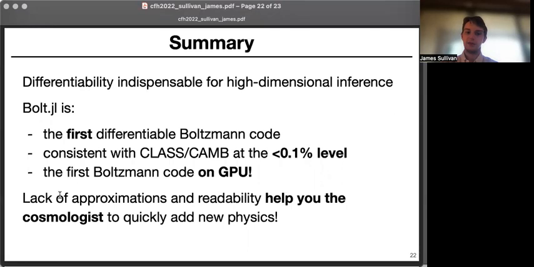And we want the differentiability for high dimensional inference. And most relevant for you, the lack of approximations and readability are supposed to help you, the cosmologist, to quickly add and test new physics.